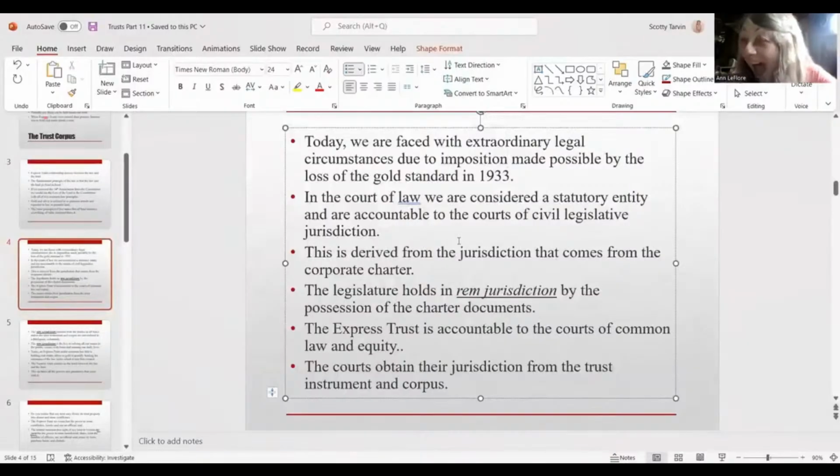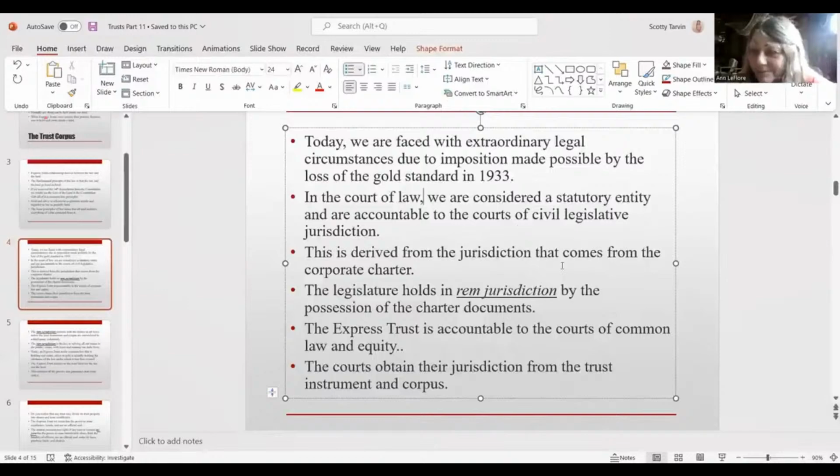In the court of law, we are considered a statutory entity and are accountable to the courts of civil legislative jurisdiction. This is derived from the jurisdiction that comes from the corporate charter. The legislature holds an in rem jurisdiction by the possession of the charter documents. The express trust is accountable to the courts of common law and equity. The courts obtain their jurisdiction from the trust instrument and corpus.